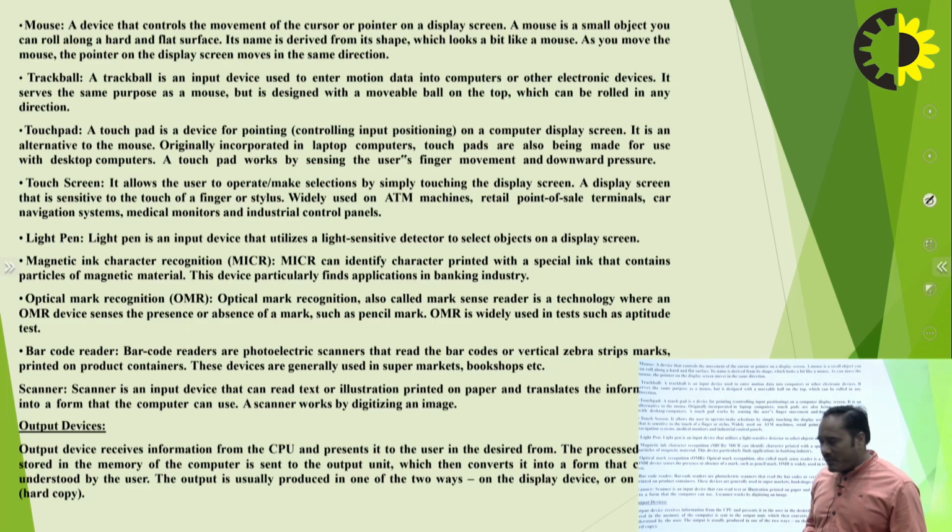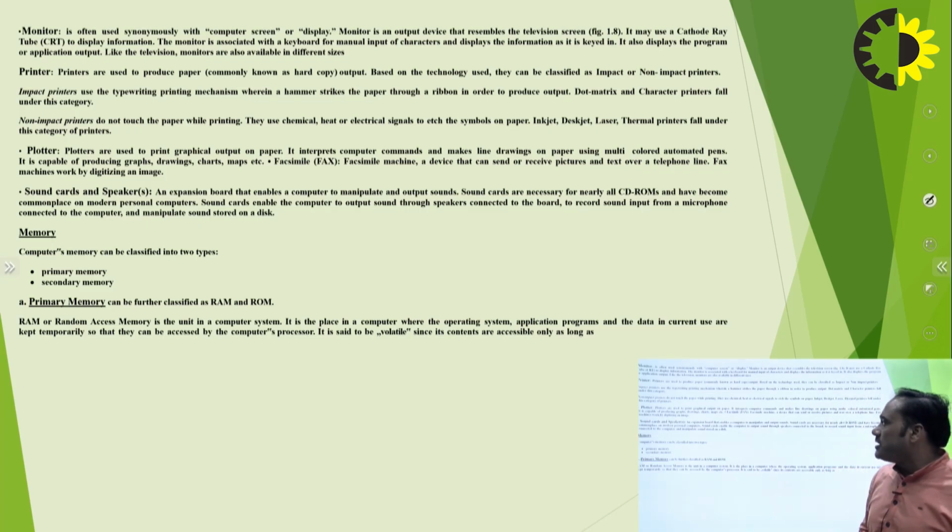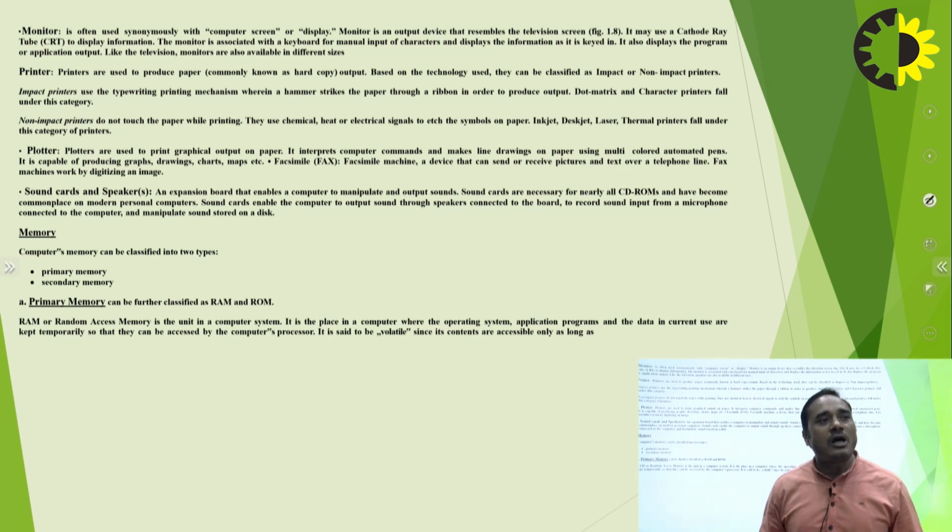What about the output devices? These are the output devices: the monitor is an output device, the printer is an output device, the plotter is an output device, and the sound card and speaker are also output devices.